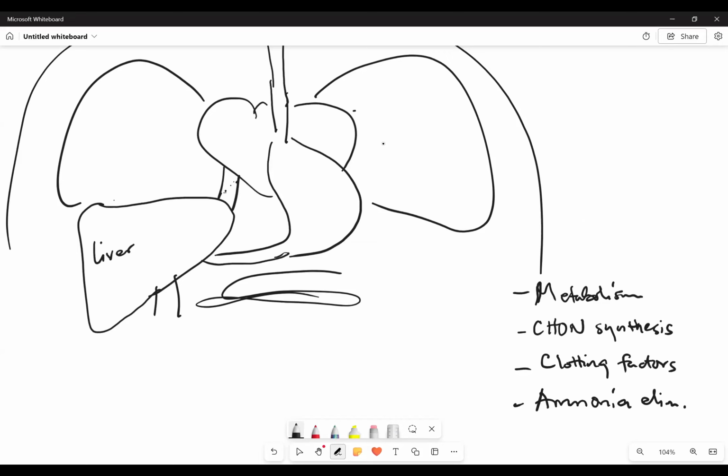Right? So since it has something to do with bile, when the liver fails, can it still make bile? No. So what happens to bilirubin levels? And then what will happen to the color of the skin? So we have jaundice and so on. Right. So let's start. We have drug metabolism, protein synthesis, clotting factor production, and of course ammonia elimination.